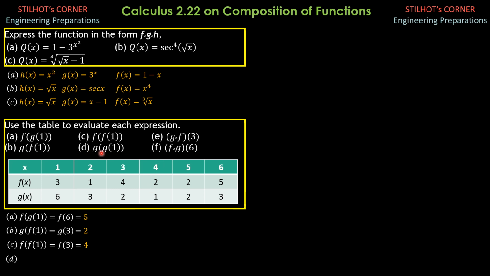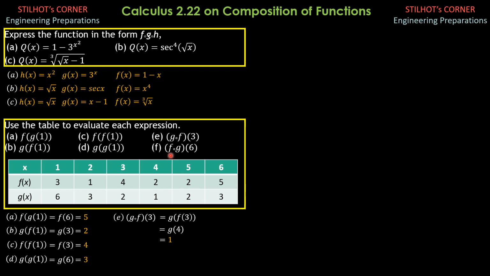D, g of g of 1. G of 1 is 6. So that is g of 6. And g of 6 is 3. Therefore, the answer is 3. Part E, g of f of 3. And f of 3 is 4. So that would be g of 4. And g of 4 is 1. So the answer is 1.